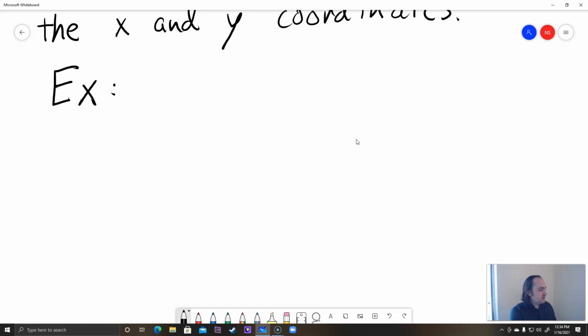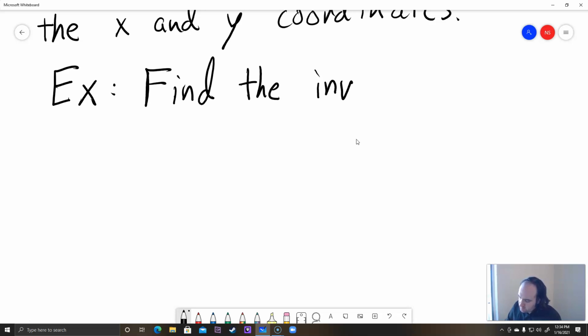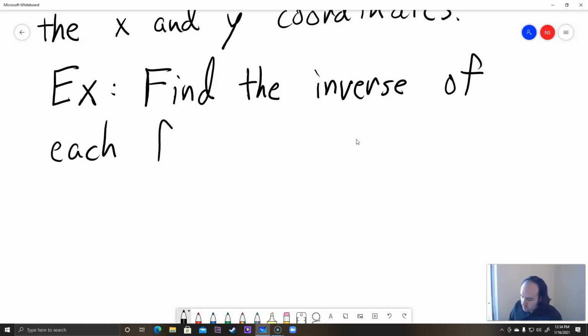Okay, so example. Find the inverse of each function.